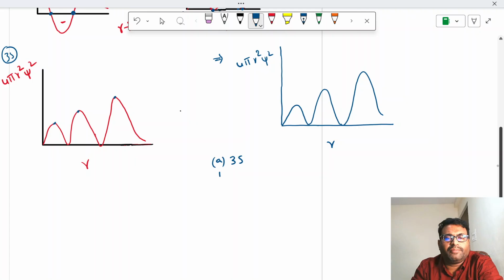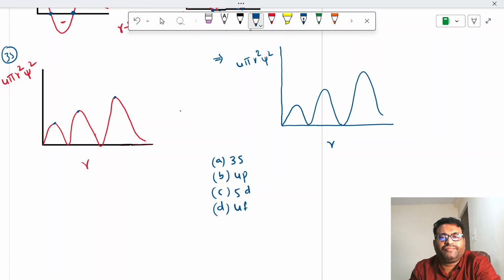Options: a, 3s; b, 4p; c, 5d; d, 4f; e, a, b, c, d. So the question is a more than one correct option question. What will be the answer?